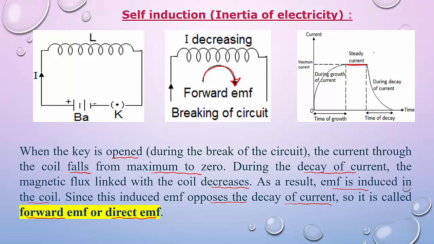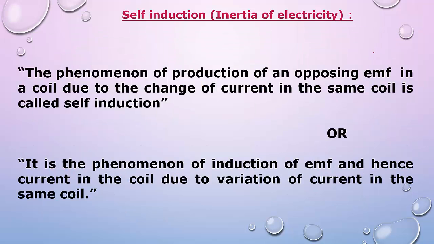Then what do you mean by self-induction or inertia of electricity? You can observe the definition. The phenomenon of production of an opposing EMF. We are going to produce an EMF, but it is always in the opposite direction. So, the phenomenon of production of an opposing EMF in the coil due to change of current in the same coil. This is called self-induction. By itself, it is going to produce induced EMF. By itself, the coil is going to produce one more current, but it is always in the opposite direction.